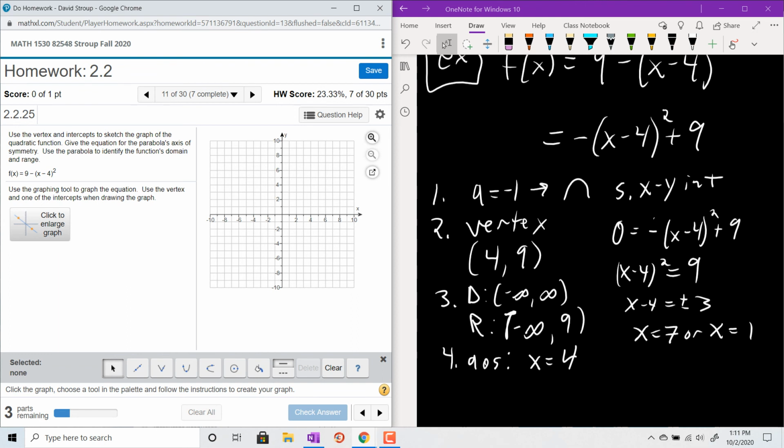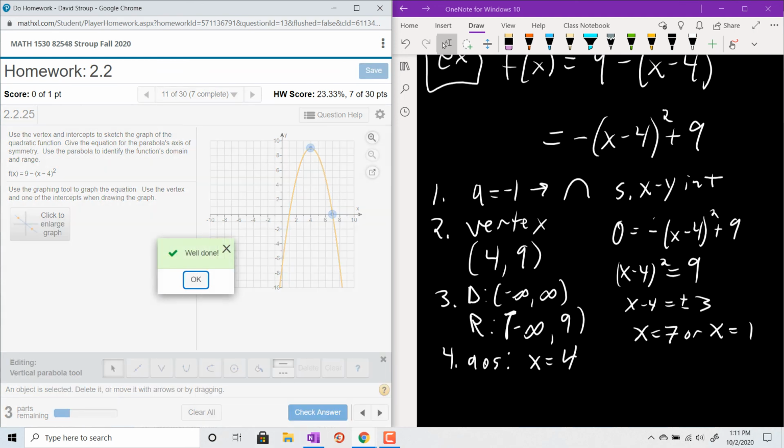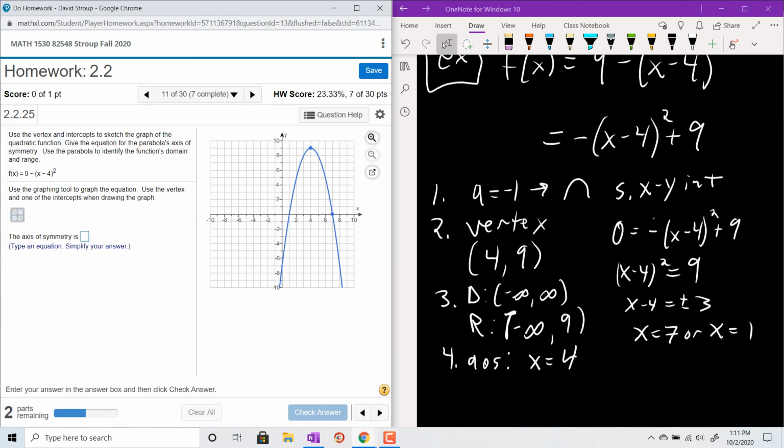So I'll go ahead and graph on here. I need this thing. So 4, 9. 1, 2, 3, 4. 1, 2, 3, 4, 7, 8, 9. And then 7 or 9. Let's go with 7 and see if that's good. Then the axis of symmetry, type in an equation, please. x equals 4.